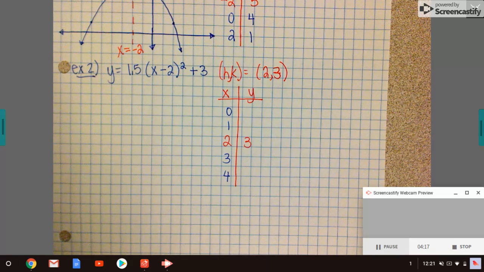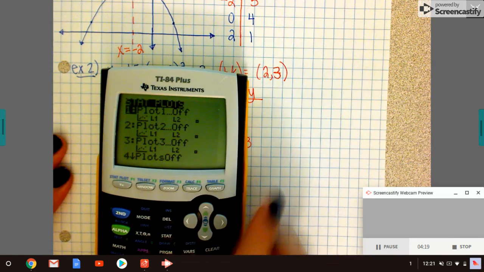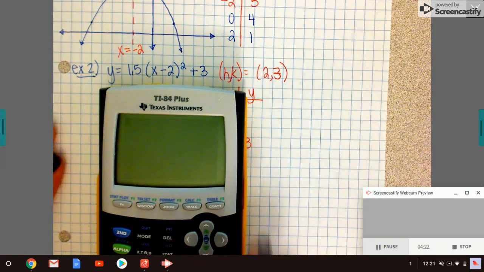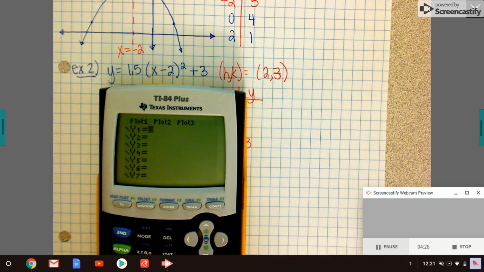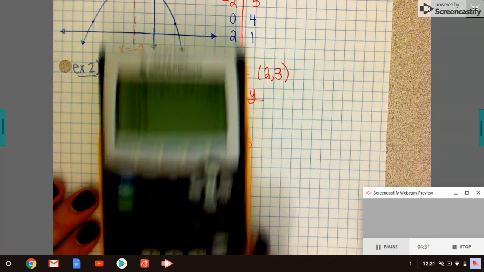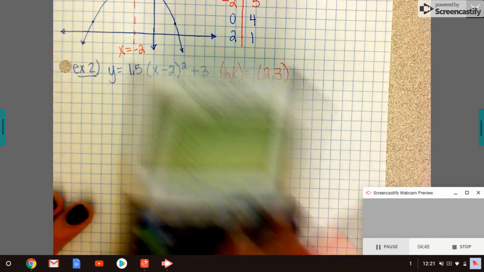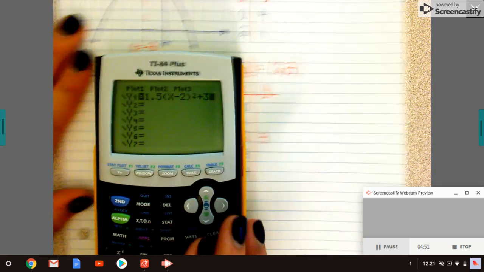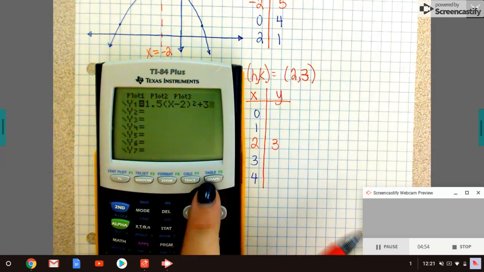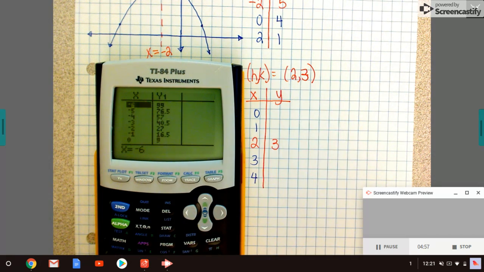When I mentioned using the table function of your calculator, I'll show you what I mean by that. If you have a graphing calculator, we can go to the y equals button and type in what our equation is. So 1.5 times the quantity x minus 2 squared, and then plus 3. If you're looking for how to type in x, it is right here. And squared is right here. This one that says X, T, theta, n is where you'll get the x from. After you've got that in there and you'd like to find a table of values like we are trying to fill in, notice above graph it says table in blue. Hit second and that button, and you'll get to it.